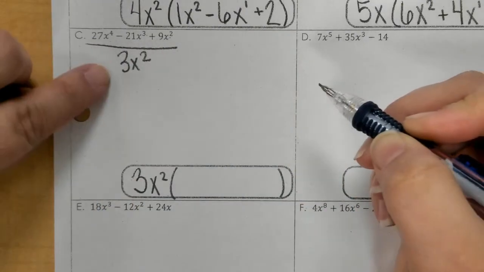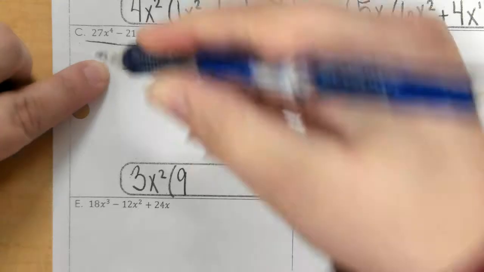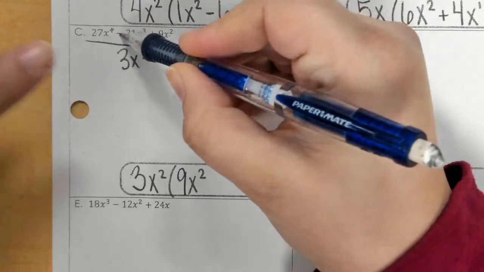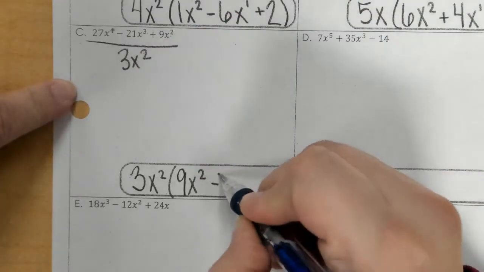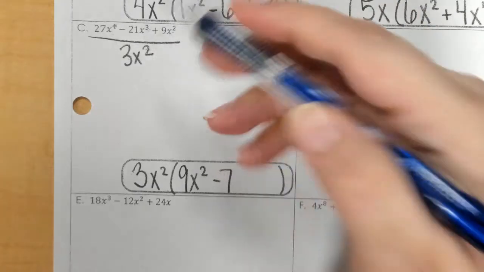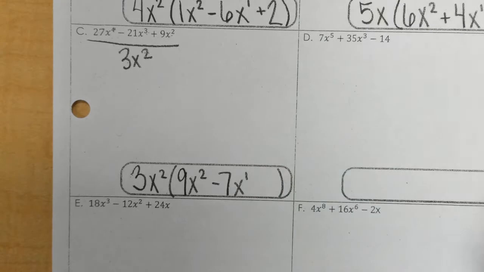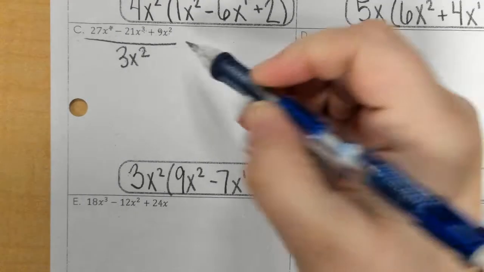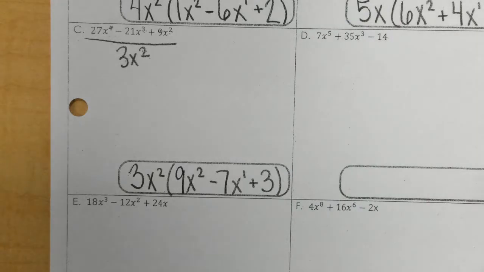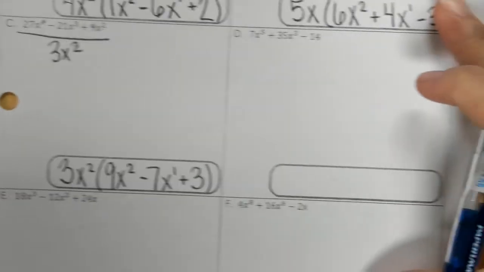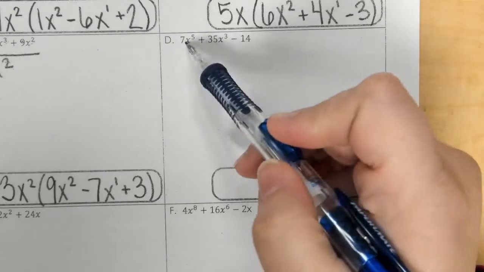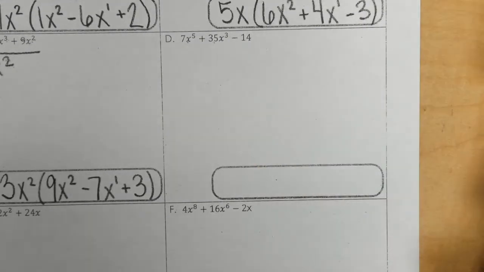So 27 divided by 3 is 9. 4 minus 2 is x squared. Divide, we get negative 7. 3 minus 2 is x to the first. 9 divided by 3 is 3. And 2 minus 2 is 0, so I don't have to write that down. In letter D, what is the GCF of 7, 35, and 14?